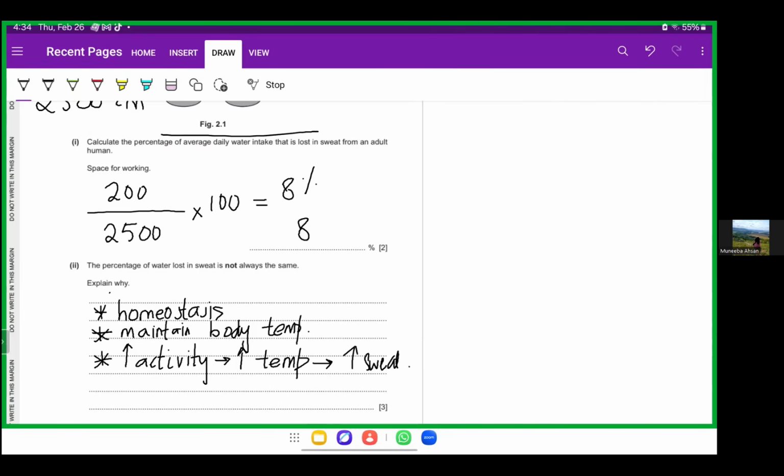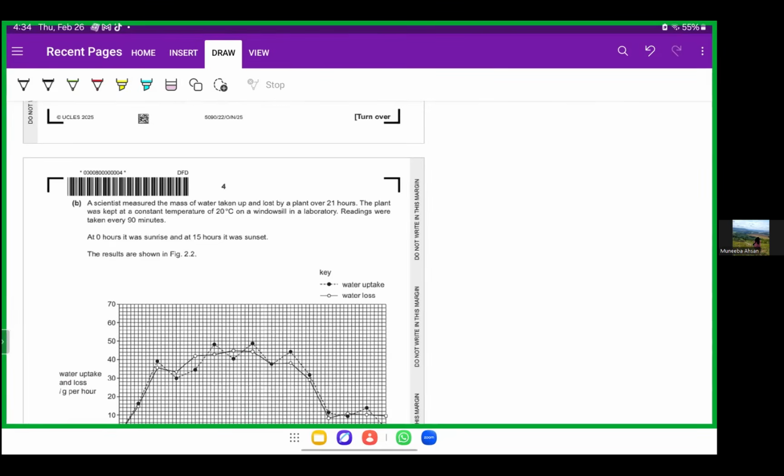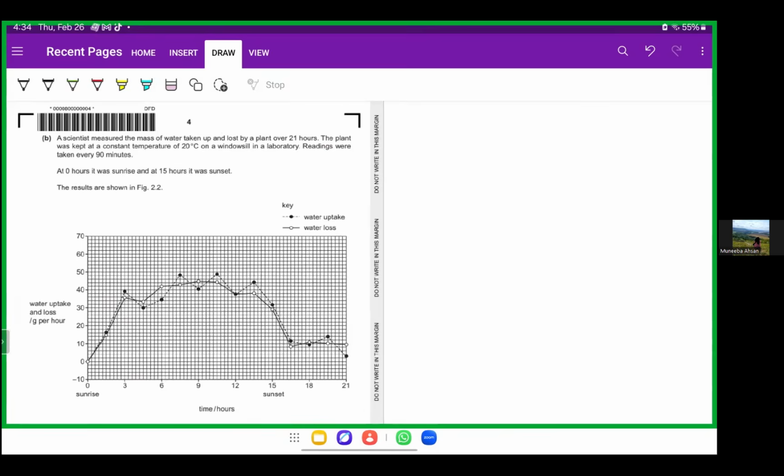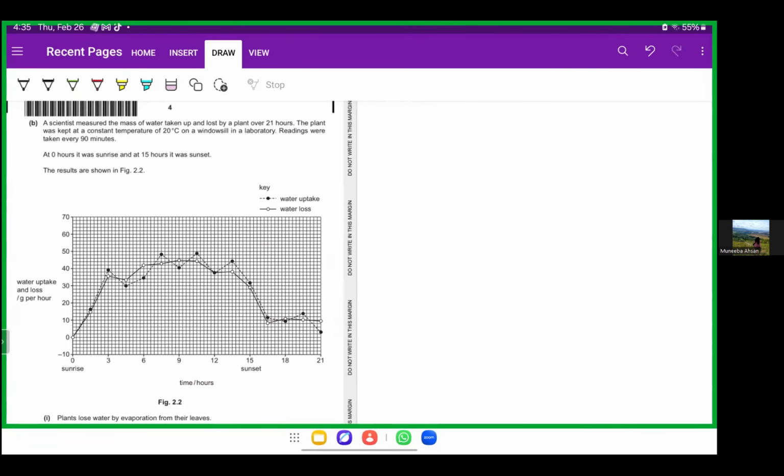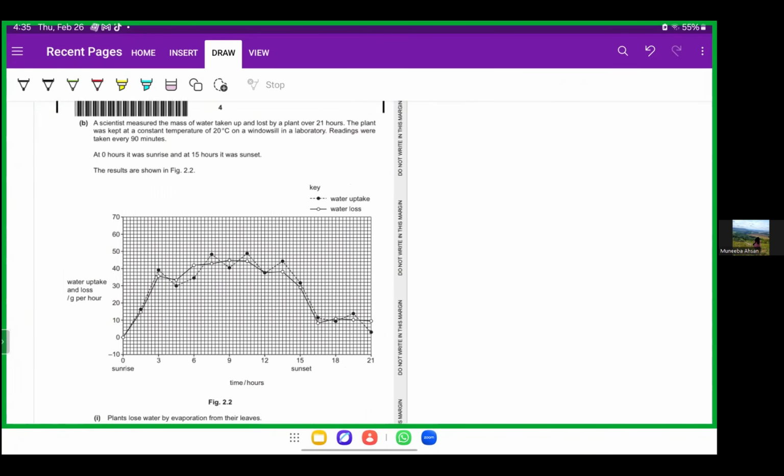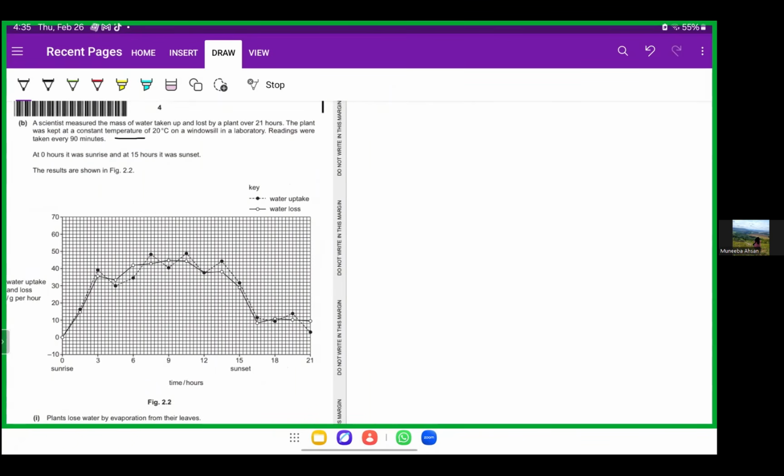Okay, so this was this question. Now let's move on to the next part. A scientist measured the mass of the water taken up and lost by the plant over the 21 hours. Now they're talking about the water lost by the plants. The plant was kept at a constant temperature of 20 degrees Celsius on a windowsill in a laboratory. Readings were taken every 90 minutes. At 0 hours it was sunrise, and at 15 hours it was sunset, as you can see on the graph as well. The results are shown in figure 2.2.